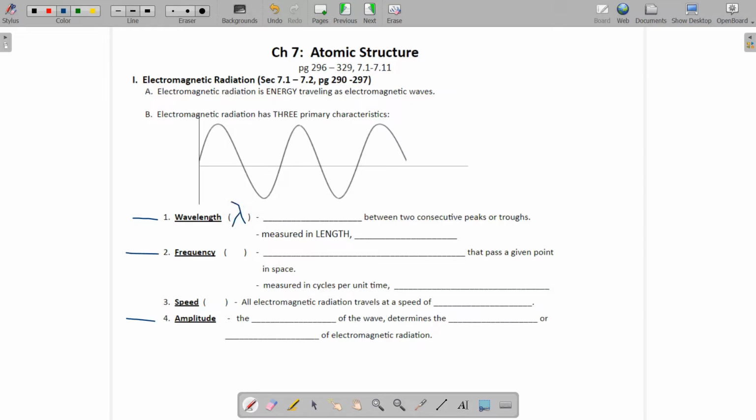But there are three primary characteristics of electromagnetic radiation, and that is wavelength, frequency, and amplitude. Wavelength is abbreviated lambda. That's how you see it in an equation, and that is the distance between two consecutive peaks or troughs. So if we're talking about a peak here and here, this is our wavelength, okay? If we're talking about troughs, here is our wavelength right here. It's measured in length, hence wavelength. That can be millimeters, that can be centimeters, that can be nanometers, which is something that you will see a lot.